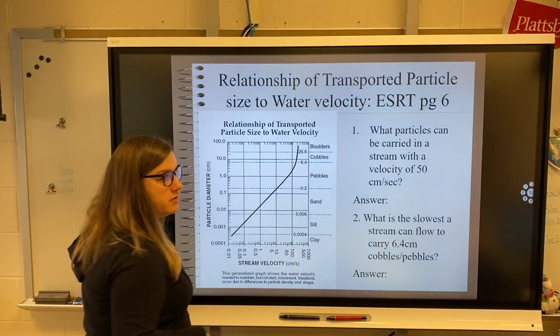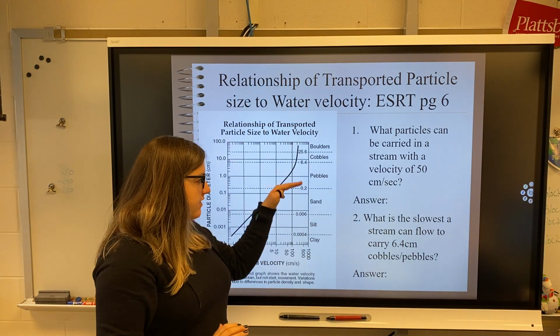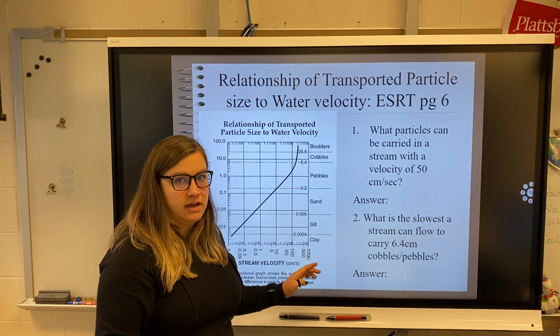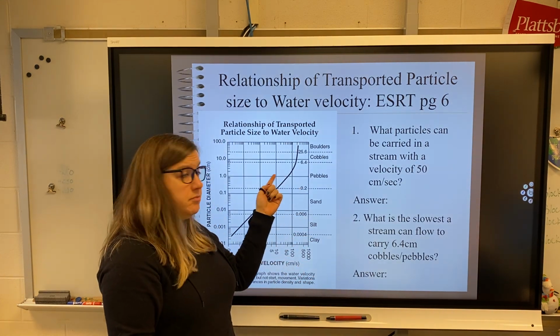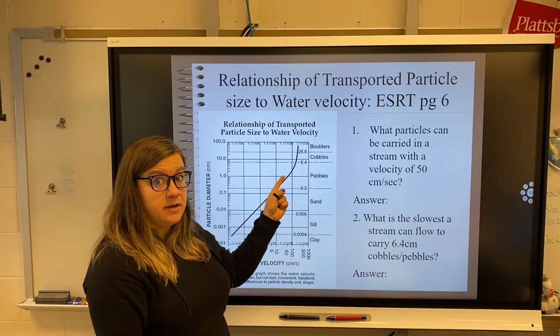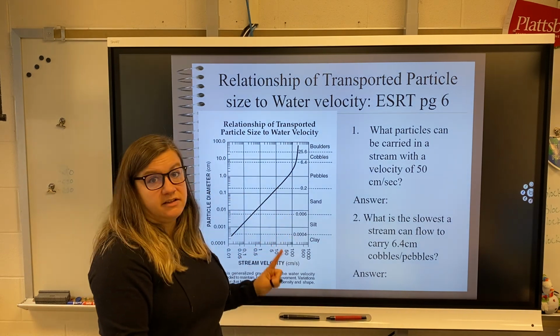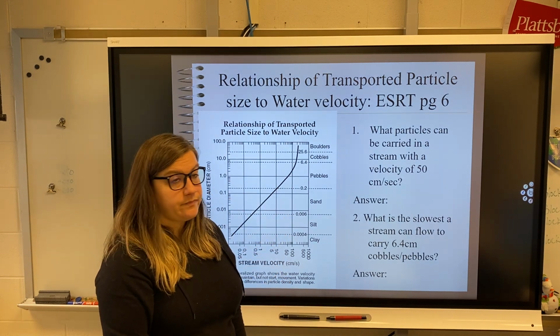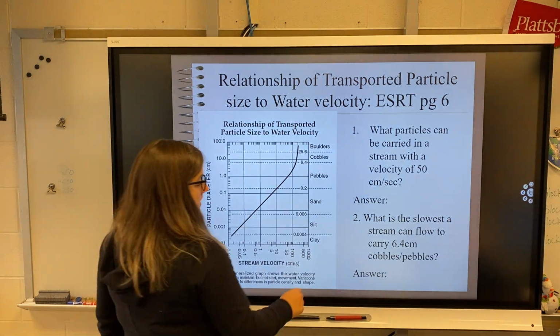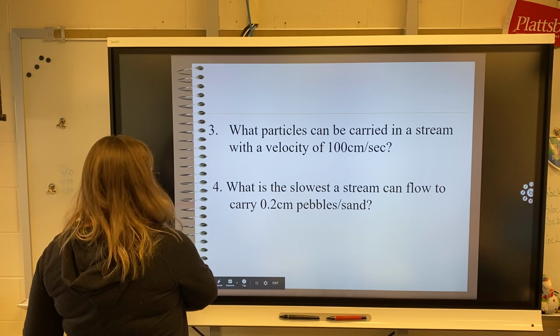Specifically, it can move pebbles. If it can move pebbles, it moves everything else underneath it. So basically it can move some pebbles, because it's not moving all of them. It can only move pebbles up to the size of 1 centimeter in diameter, but it can move all sand, all silt, and all clay. Okay? Does it come up with the answer? No, of course it's not, because I didn't write it in.